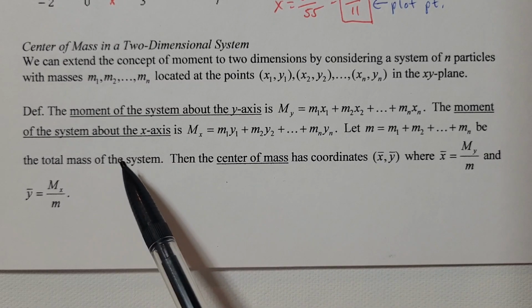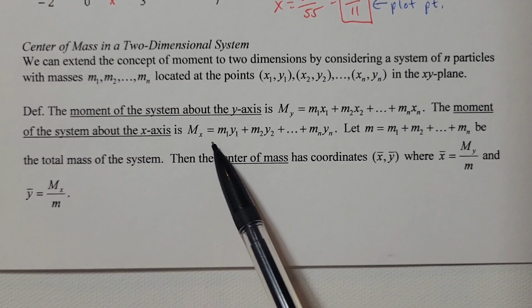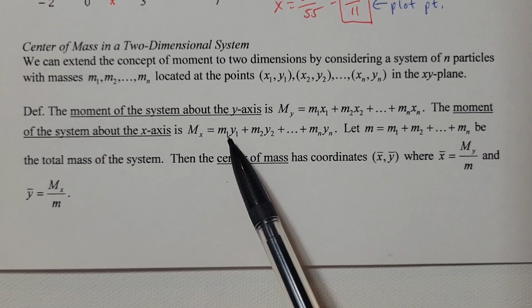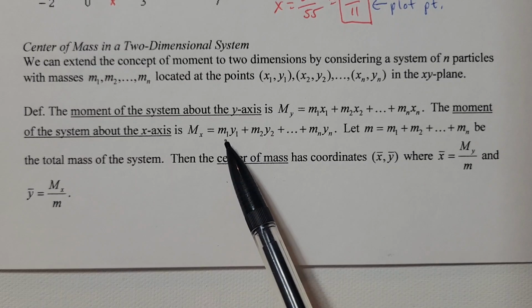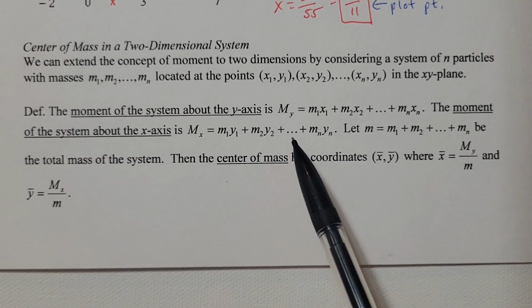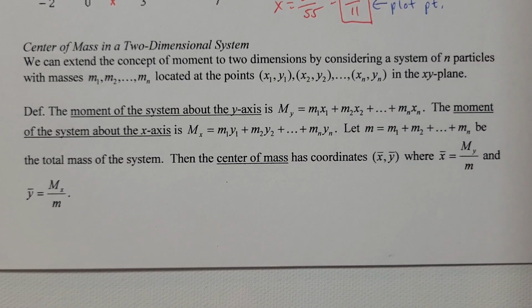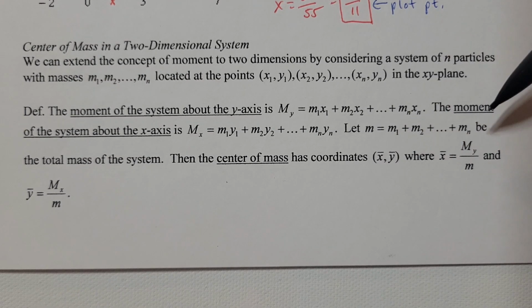The moment of the system about the x-axis is m sub x, and that's where I take the mass times the y value. Okay, so m1 times y1 plus m2 times y2 plus m3 times y3 plus etc., up to m sub n times y sub n. Little m is going to be the total mass in the system. Okay, and that's just notation that we'll be using going forward.